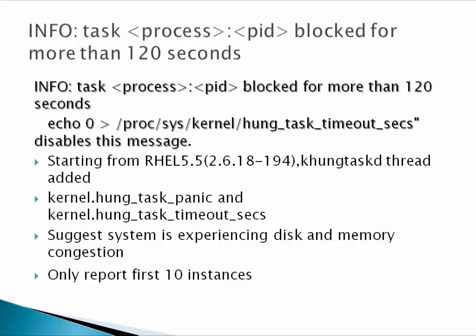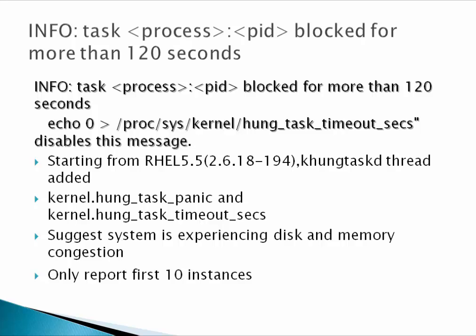Okay, so if there is any task which has been in the uninterruptible state or in the D state for more than 120 seconds, this thread is going to detect those kinds of tasks, and you will see a message like: this particular task, or after that the process name along with the PID, is blocked for more than 120 seconds.